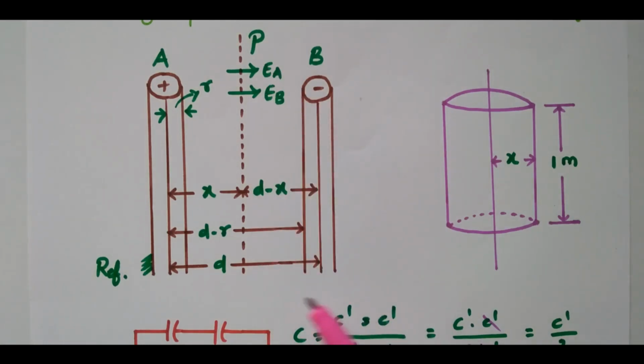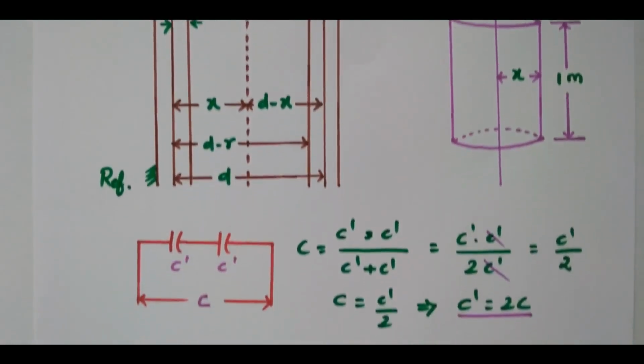Now we have the Gaussian cylindrical surface. We are assuming a Gaussian cylindrical surface with radius x meter. The height is 1 meter. We are assuming 1 meter length of cable, right? So the Gaussian cylindrical surface has radius x and height 1 meter. Similarly, if you refer to conductor B, we have another Gaussian cylindrical surface with the radius d minus x. If you refer to A, x; if you refer to B, d minus x.